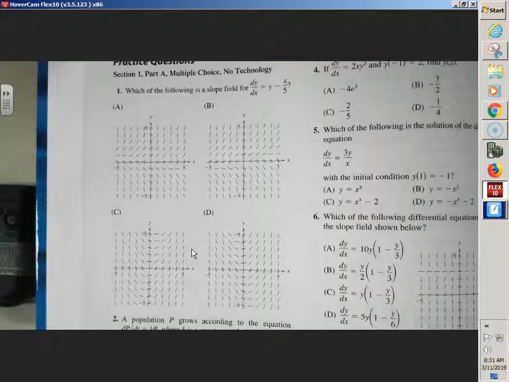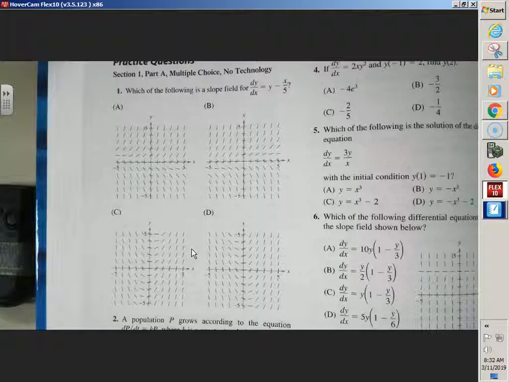Where does this one have a flat line? Here, at 5, 1. Does that make a difference? 5 over 5 is 1. 1 minus 1 is 0. He could be. Does he have a flat line? Nope, not him. Does he have a flat line? Nope. B's the right one.